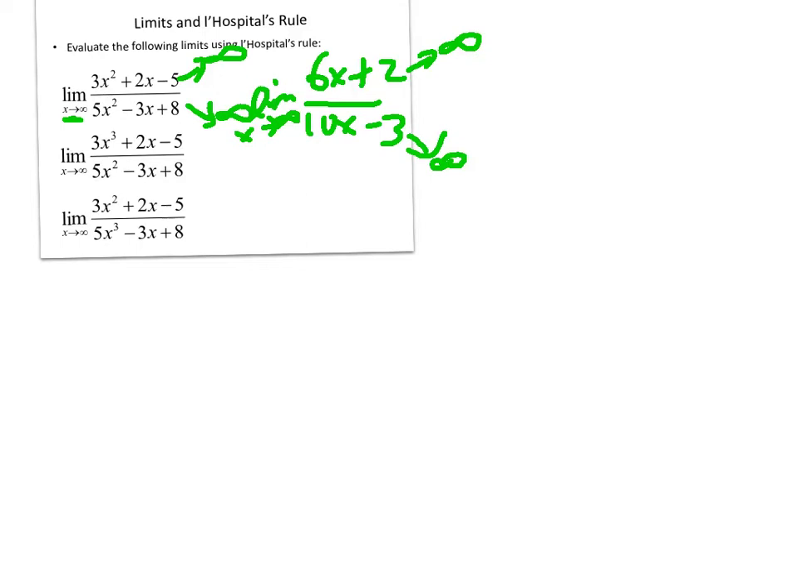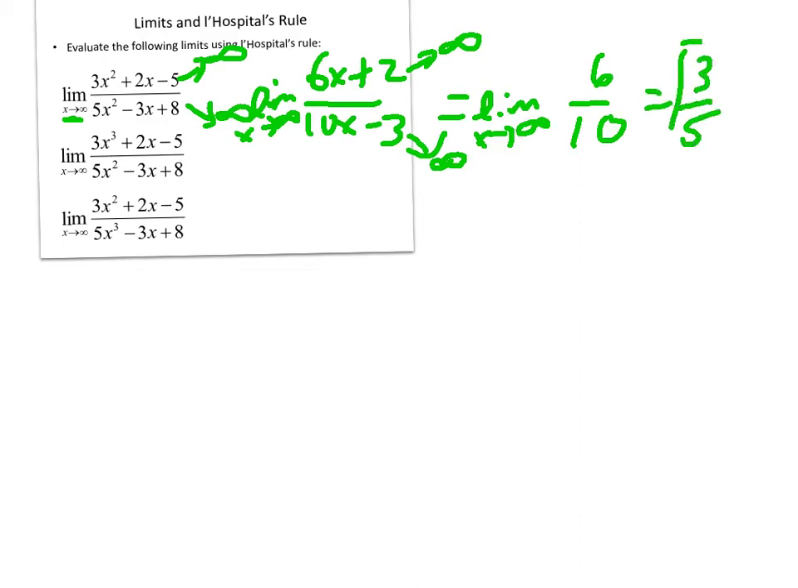So you apply L'Hopital's rule again, and you realize the derivative of the top is 6. The derivative of the bottom is just 10. And when I take the limit as x goes to infinity of this, I just get the fraction 6/10, which reduces to 3/5.